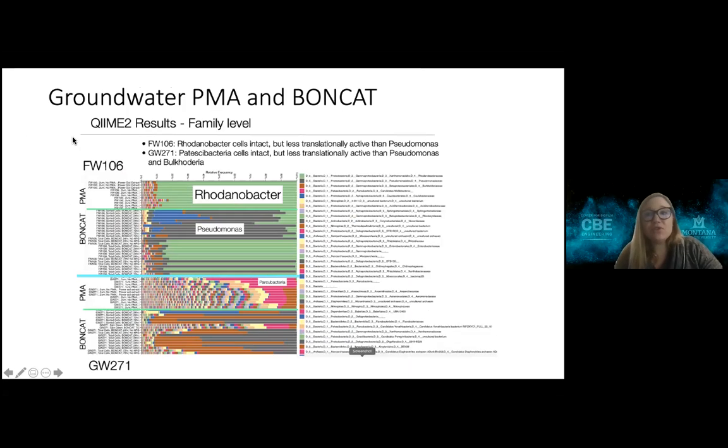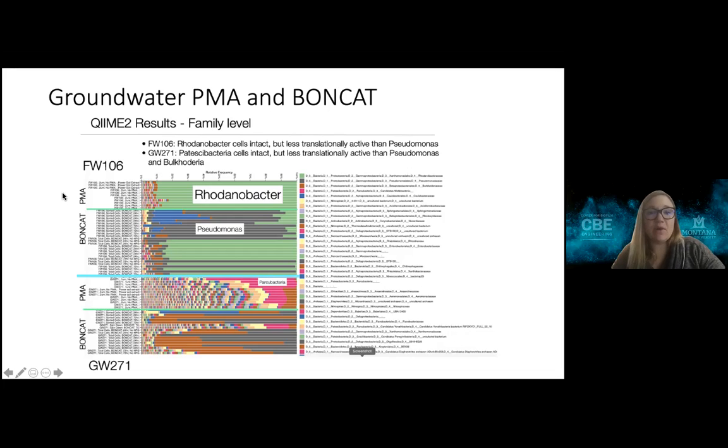Then we compared a couple of techniques, where we used PMA, which stands for propidium monoazide, and BONCAT. PMA gives you a proxy of potential viability. It's an intercalating stain that you add to your samples, and if the stain is allowed to cross the cell membrane, it will cross-link with the DNA through a UV light treatment, and then that DNA can't be amplified. So if it can penetrate the cell membrane, we say those cells are compromised, so they're potentially dead and not viable. And BONCAT is actually a tracer-based method.